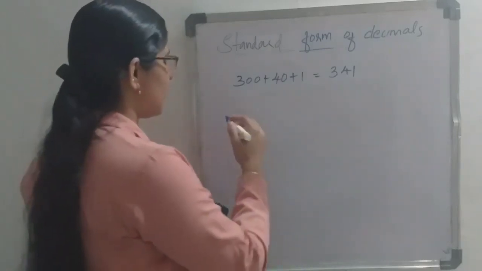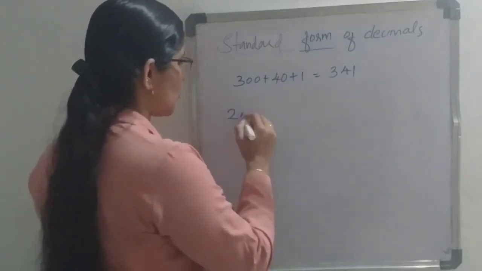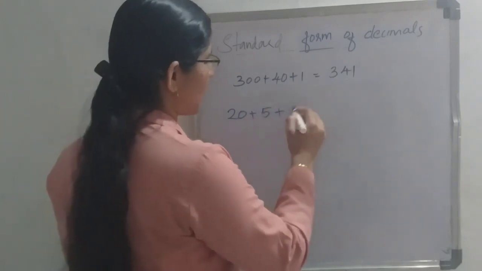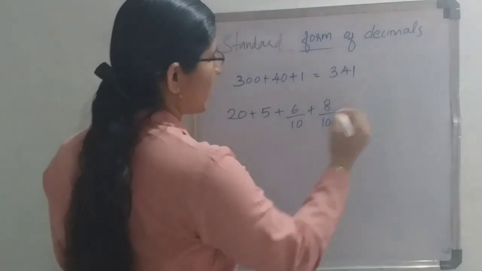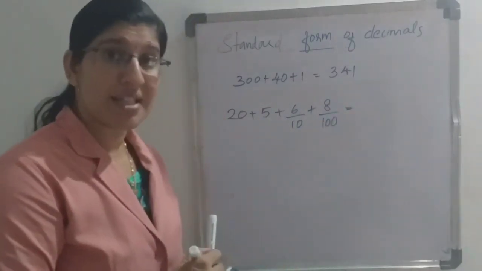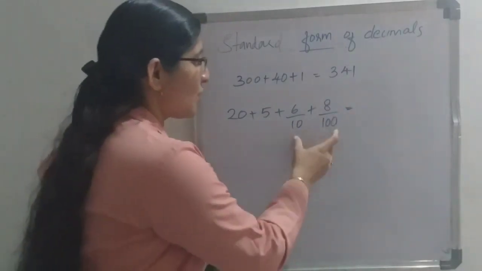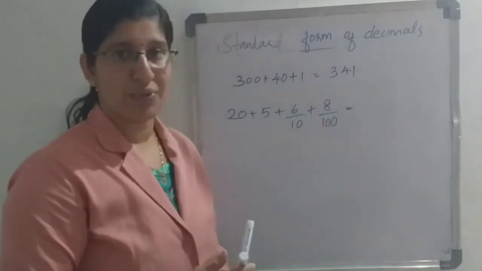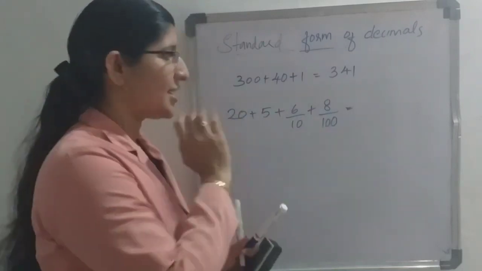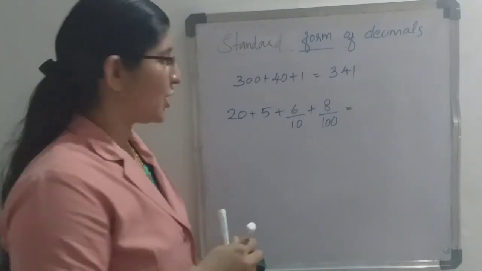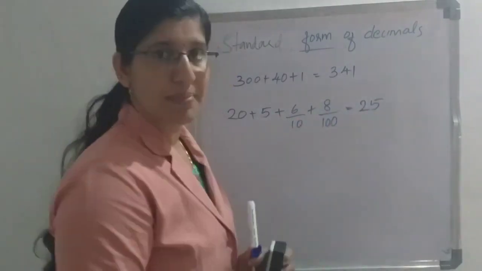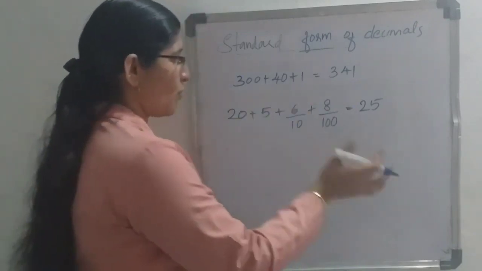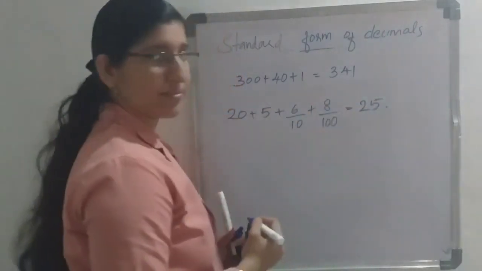So what about the decimal number? For example, if it is 20 plus 5 plus 6 by 10 plus 8 by 100. How will you write the standard form of the decimal number? It is a decimal number because we can see fractions also with that. How will you write the standard form? 20 plus 5 is 25. The normal number is over, so you can insert the decimal point.